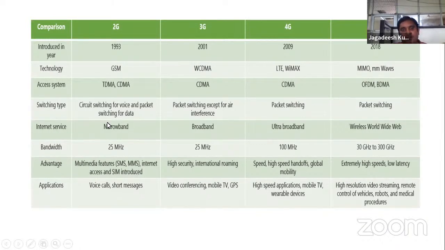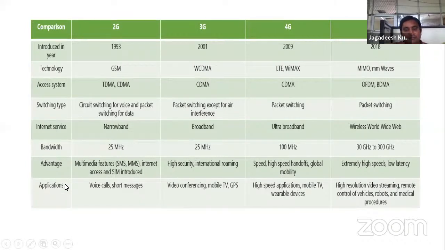So what are the advantages of all these features? Advantages: multimedia features like SMS, MMS, internet access, and SIM were introduced. These are the basic things in our 2G. Now it got improved to high security and international roaming in our 3G. And for 4G, it has even enhanced to high speeds, handoffs, and global mobility. And for 5G, we are talking about extremely high speeds and low latency. The high speeds, theoretically about 10 gigabits, we can expect. And the latency around a split second, around 1 millisecond.